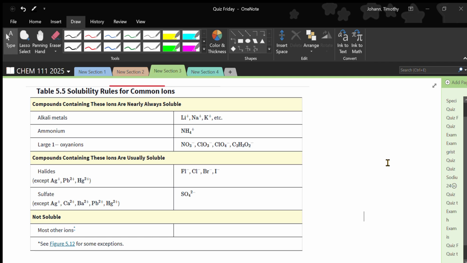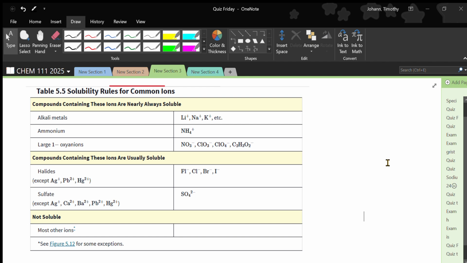And then silver is interesting. Silver chloride is what they used to do photographic film with. You would expose film with light, and silver chloride would precipitate out. I doubt film is still done like that. I mean, we barely have film anymore. But then sulfate is soluble, except for these with these cations, right? Cations are the positive ones.